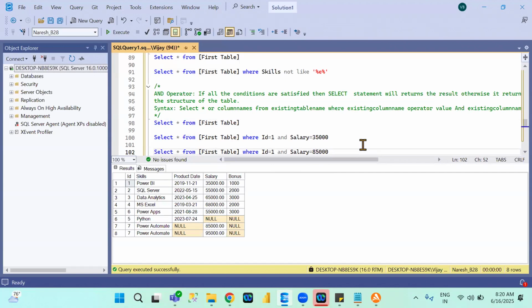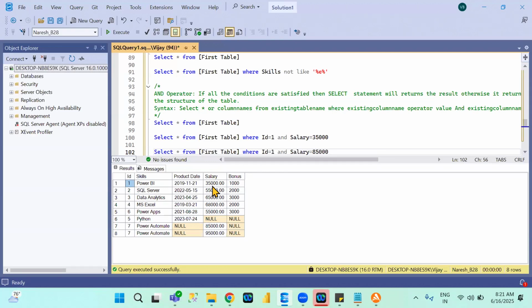Where ID is equal to 1 and salary is equal to... Is this condition satisfied or not satisfied? See here, let's test it one by one. This one is satisfied, right? First condition is satisfied. In the same row, salary is equal to, is it 85,000? No, it is not satisfied. That means the second condition is not satisfied. In the same row, the second condition is not satisfied. First condition is satisfied. Then what will it return?